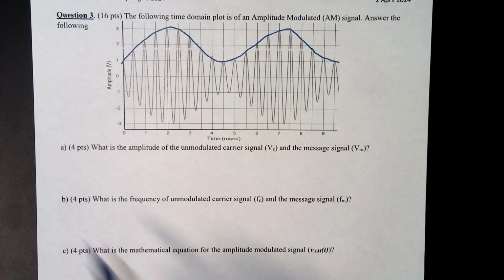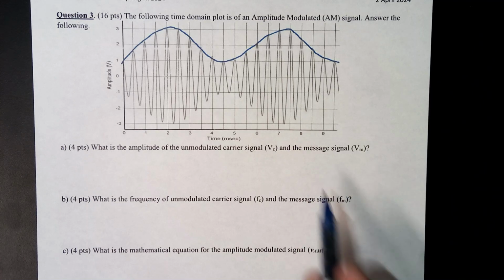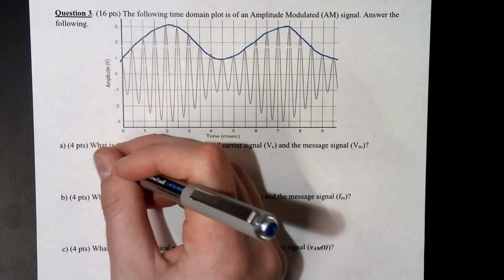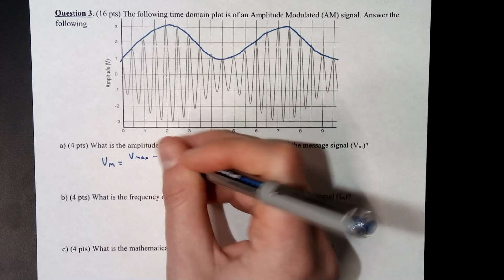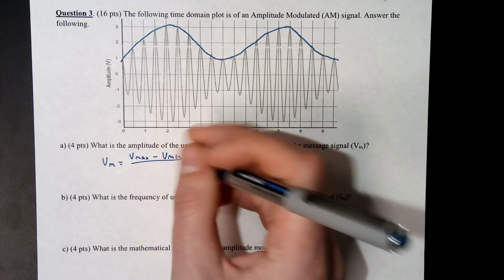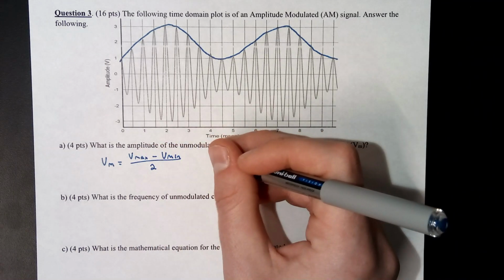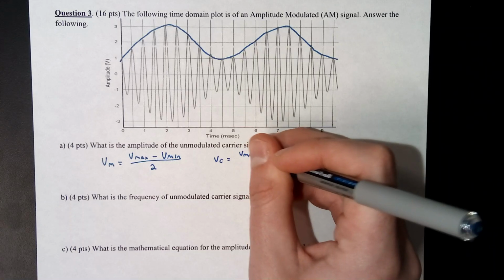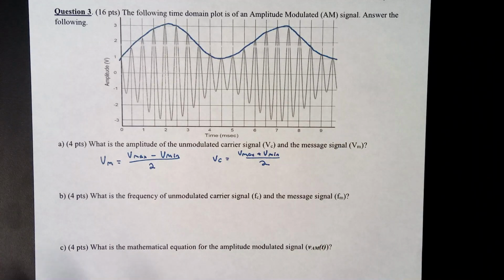So the first thing it asks is what's the amplitude of the unmodulated carrier Vc and the message signal Vm? We're going to use the two equations that we have for this, which is Vm equals Vmax minus Vmin over 2, and then Vc equals Vmax plus Vmin over 2. These are equations you should 100% have on your cheat sheet in case you need them.